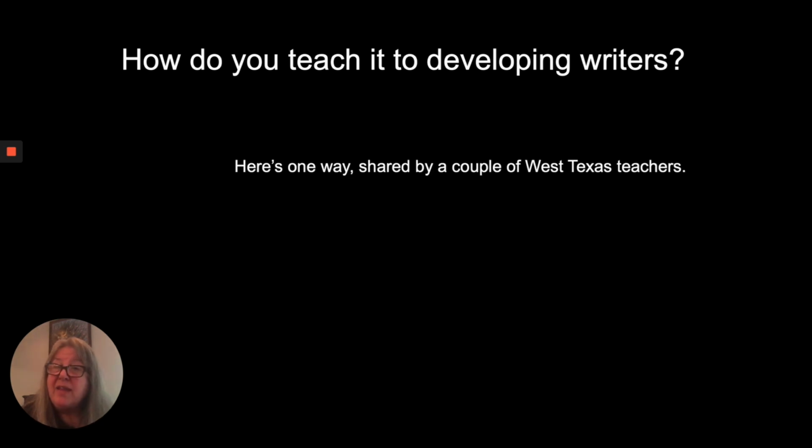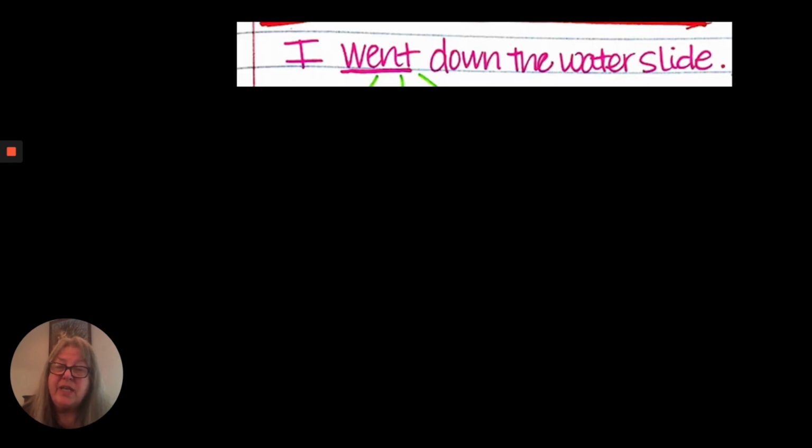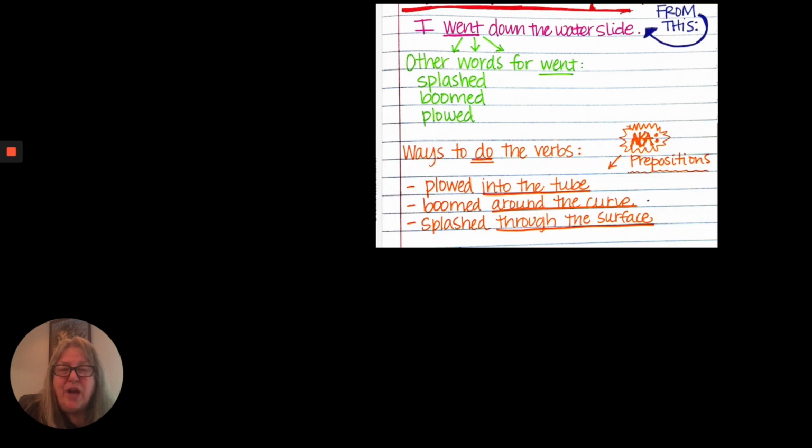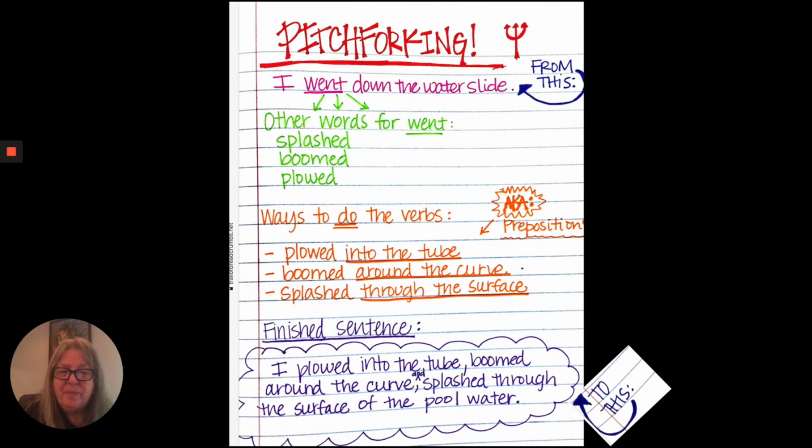Well, there's one way that these 2 West Texas teachers told us that they show their 4th graders how to pitchfork. And it's a little more concrete than just showing and then expecting them to try it on their own. They start with one simple sentence like this: I went down the water slide. Then they ask their students, instead of went, what's another word you could say, another verb? That's something that you actually do when you're going down a water slide. And the students give other words like splashed, boomed, plowed. Then the teachers ask the students to add a prepositional phrase. Plowed into the tube, boomed around the curve, splashed through the surface. Finally, they take all of those and combine those phrases into one magnificent sentence.